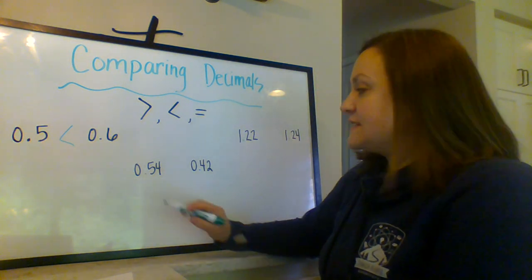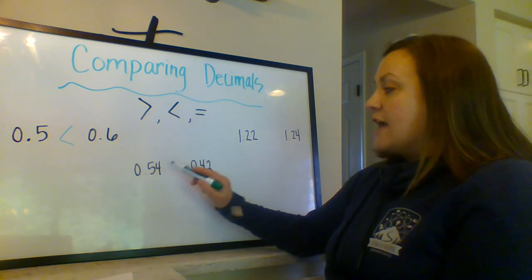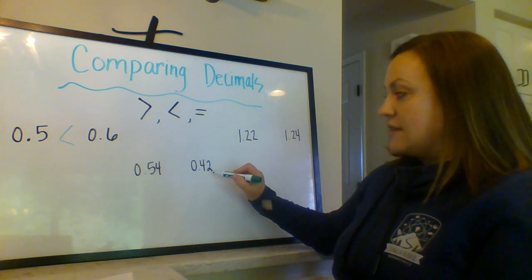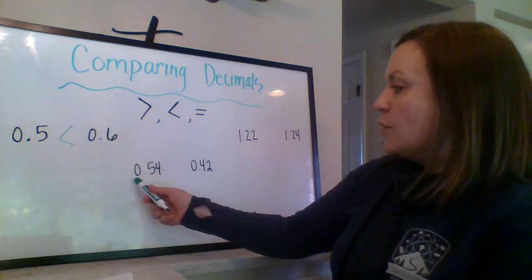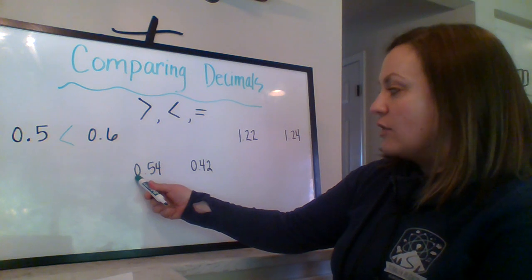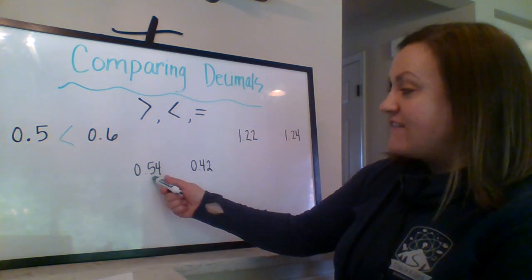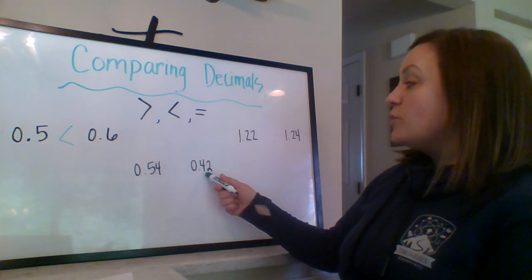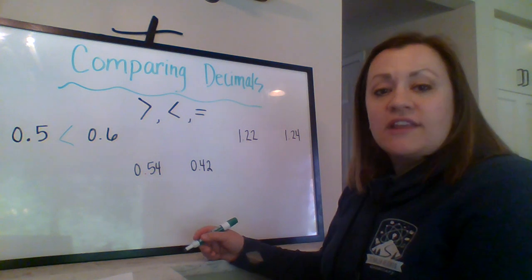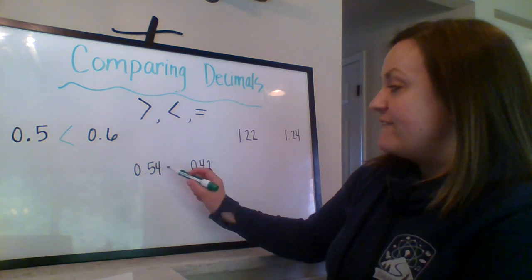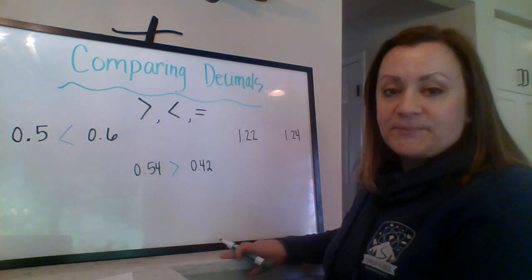Let's try one with hundredths. We have 54 hundredths compared to 42 hundredths. Okay, they're both in the hundredths, so we're ready to compare. They both have 0 as the whole. 54 hundredths has 5/10. 42 hundredths has 4/10. Now, 5/10 is larger than 4/10, so that would mean that 54 hundredths is greater than 42 hundredths.